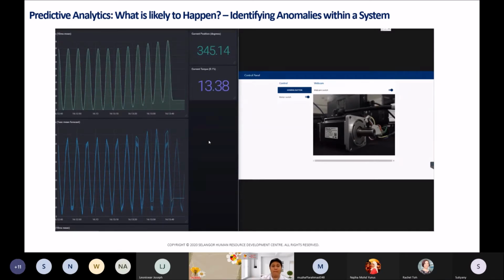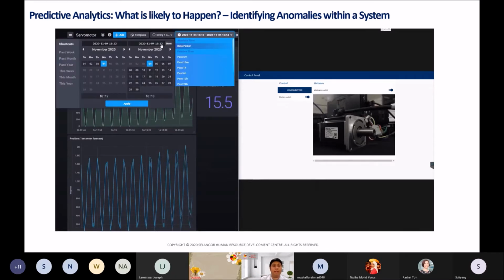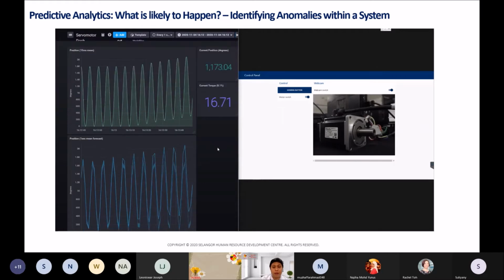It hasn't failed yet, right? But the signals are drifting, right? And when the signals are drifting, you start to see that something is wrong with the motor already. And therefore, you need to do some form of maintenance check to see what is happening to the motor. Why is it drifting off the chart of what is supposed to be, right?